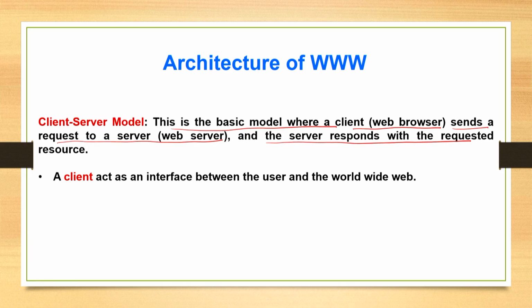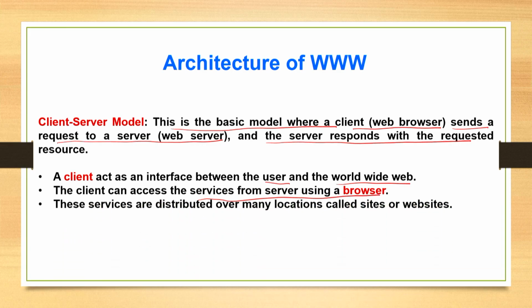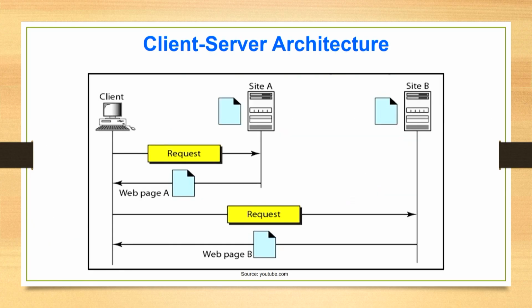So, the client acts as an interface between the user and the World Wide Web. Here the client is what? It is a web browser through which a user sends a request to the World Wide Web. The client can access the services from the server using a browser, and these services are distributed over many locations, which we call the sites or the websites. A powerful computer that contains the information in the form of a website is called a server. So, this diagram shows a client server architecture.